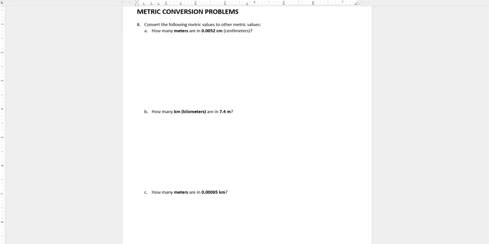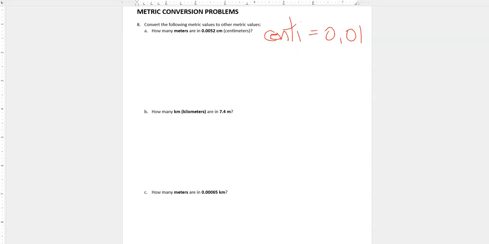Okay, so question 8 says, convert the following metric values to other metric values. And part A says, how many meters are in 0.0052 centimeters? Centimeters is spelled out. Well, if you go to your formula sheet, you will see on the last page there's a table of metric system prefixes. And one of the things you find out is that the prefix centi literally means 1/100th, as in cent, as in 100 cents in a dollar. There are 100 centimeters in a meter.